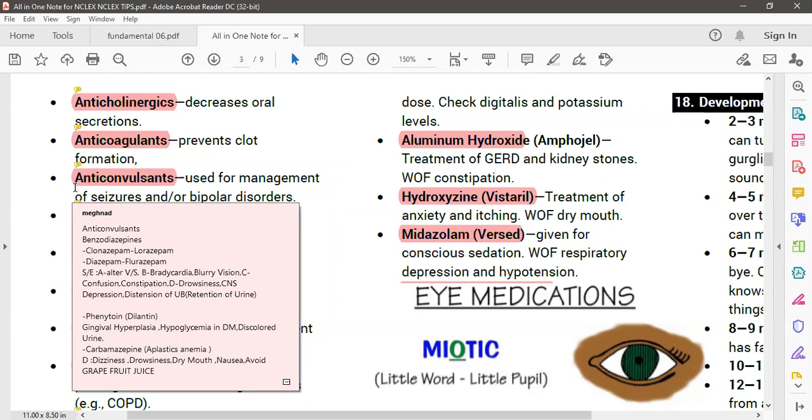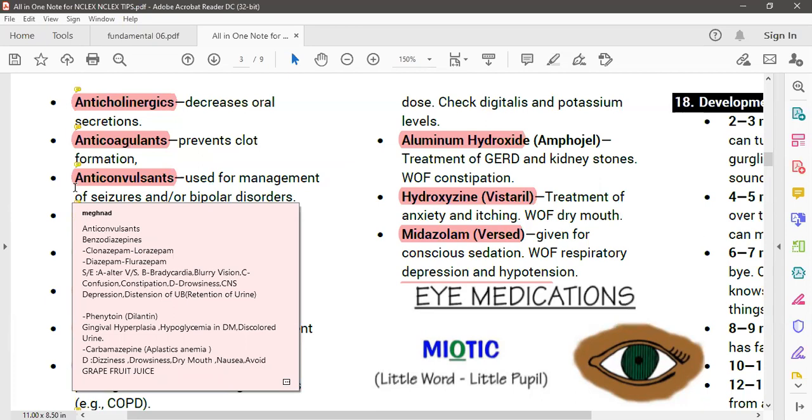Other drugs we use as an anticonvulsant are clonazepam, diazepam, lorazepam, flurazepam, or phenytoin, and carbamazepine. The diazepam, lorazepam has a common side effect.